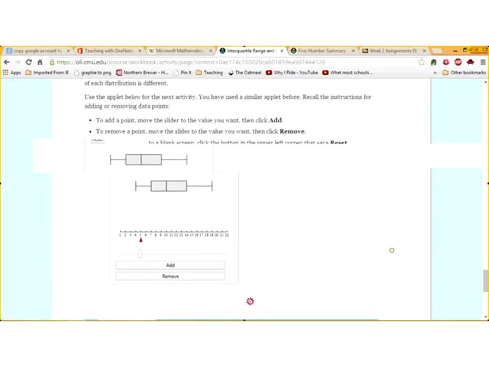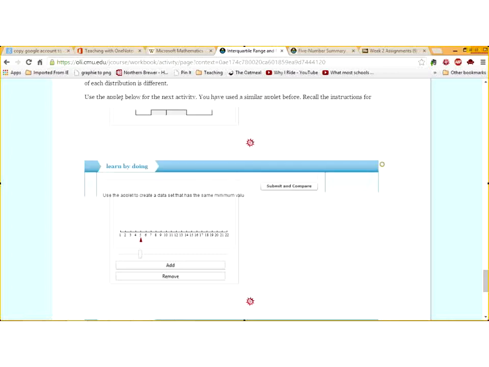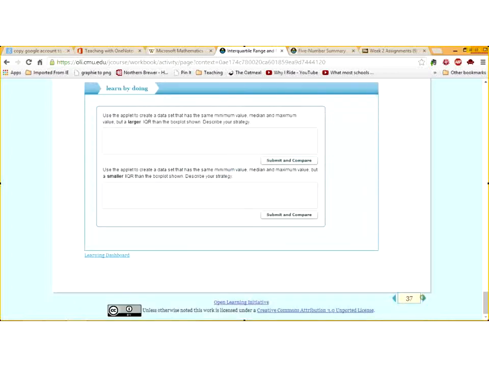All right. And then here is another applet where you can play around with things and see how it affects the box plot.